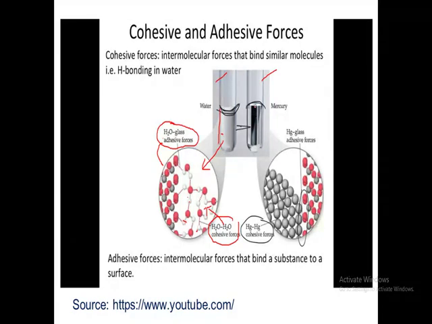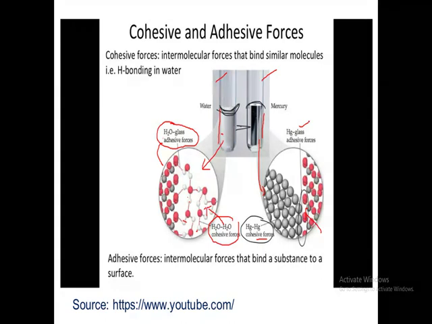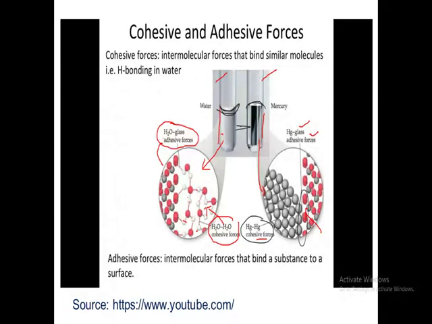The same way, you can take this beaker, test tube with mercury. If you take only the mercury molecules, mercury and mercury, what is the kind of force? Cohesive force. And if you take mercury and the border of the glass, there is a force of attraction between the mercury and the glass molecules. So what kind of force is it? Adhesive force. So there is a cohesive force and there is an adhesive force.